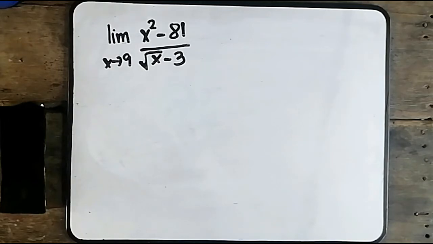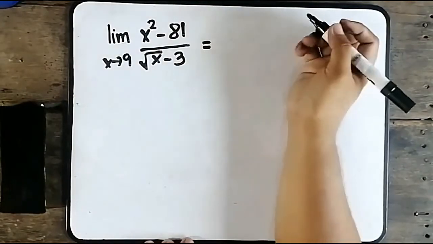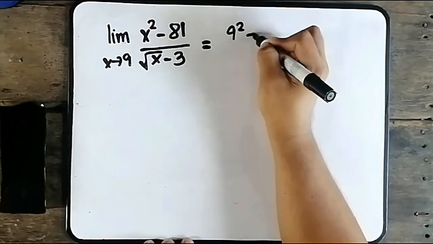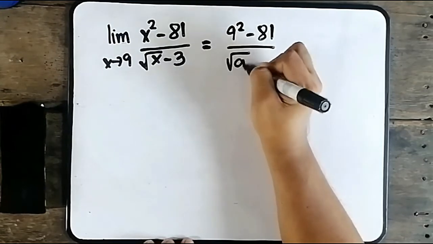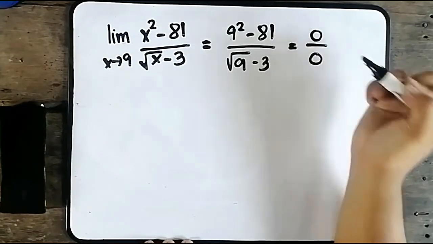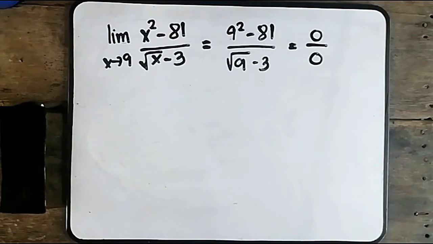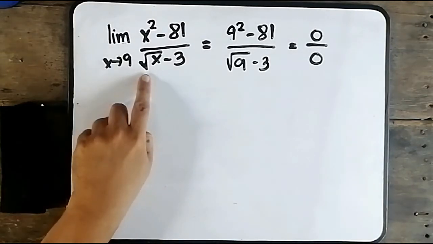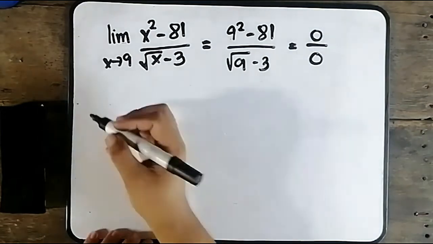Let's consider this limit: x squared minus 81 over square root of x minus 3 as x approaches 9. By direct substitution, we have 9 squared minus 81 all over square root of 9 minus 3. Observe that the numerator becomes 0 and the denominator becomes 0. So this is in the indeterminate form of type 0 over 0. So what shall we do? Since meron tayong radical dito, we will use rationalization of radical expression. So how do we do that?